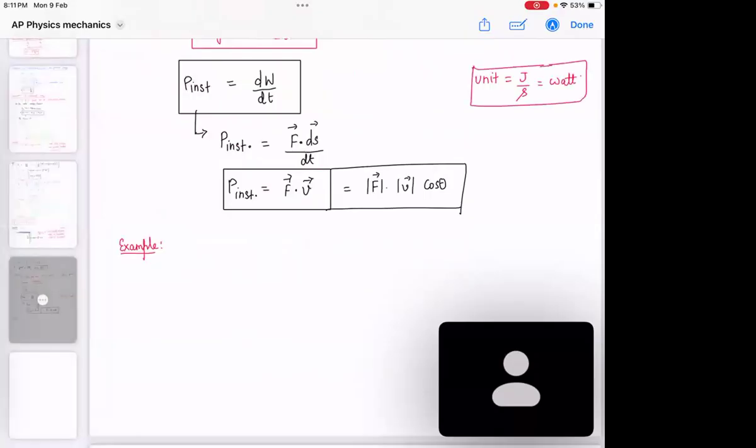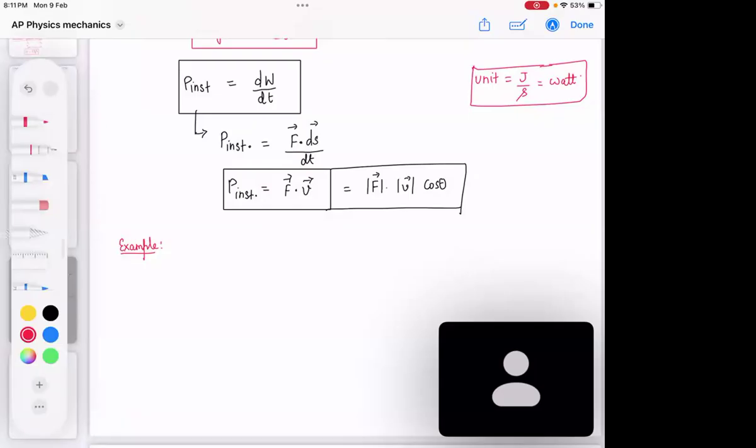Okay, and there is another unit of power, horsepower, right? One horsepower is how much? One horsepower is 746 watt. So horsepower, HP, is also a common unit, equal to 746 watt. So these two are very common units, watt and horsepower.